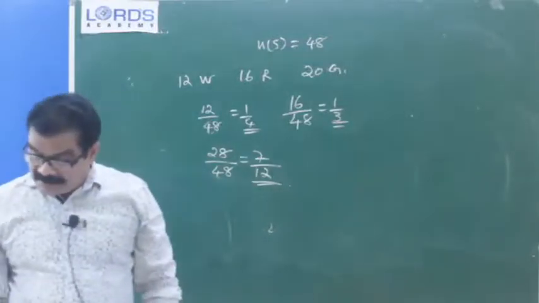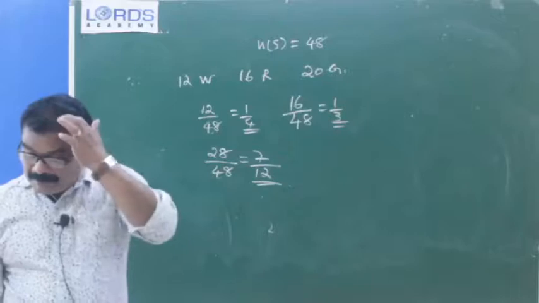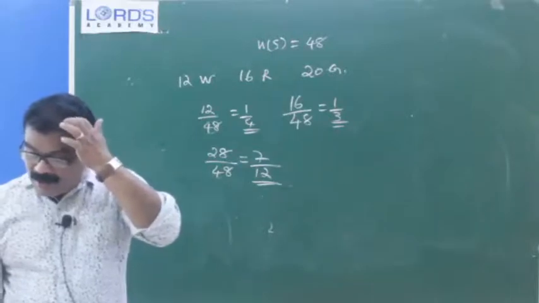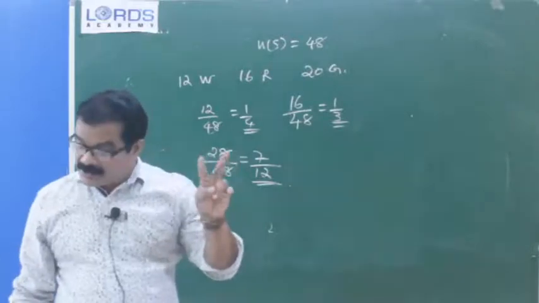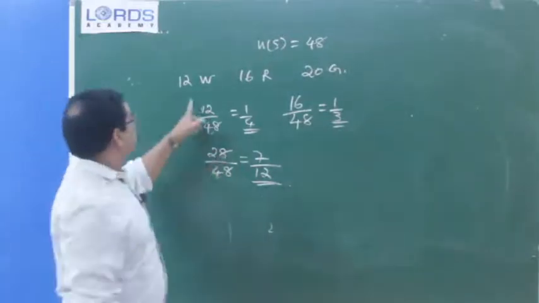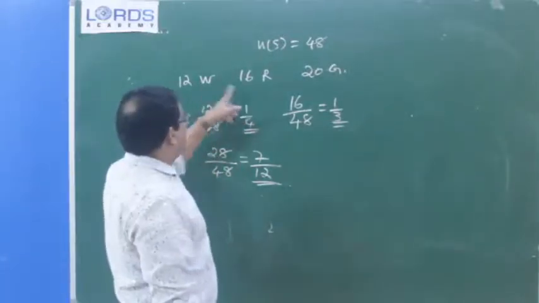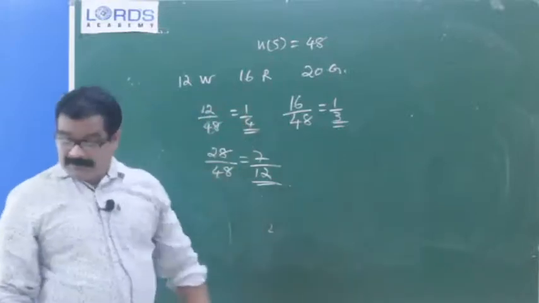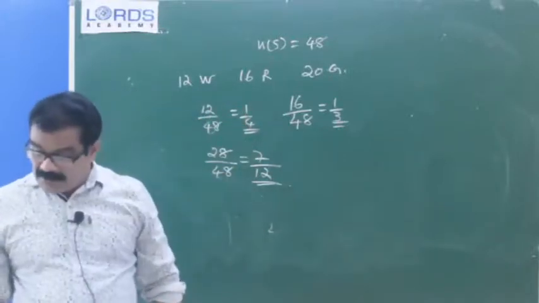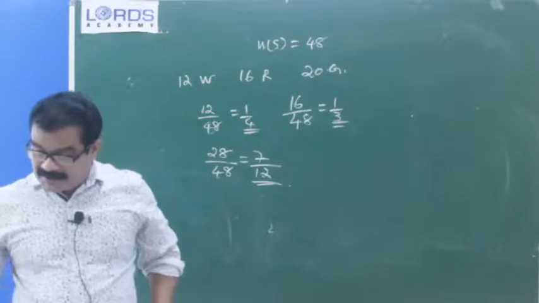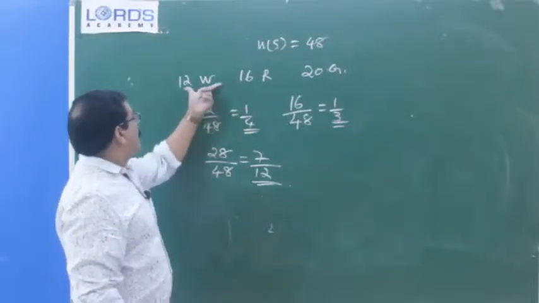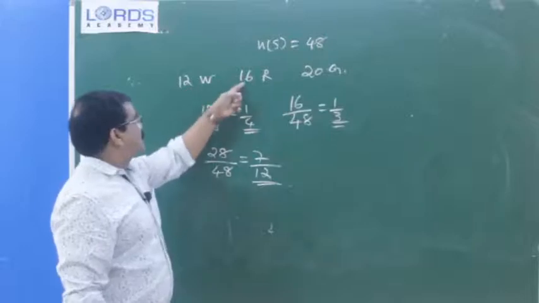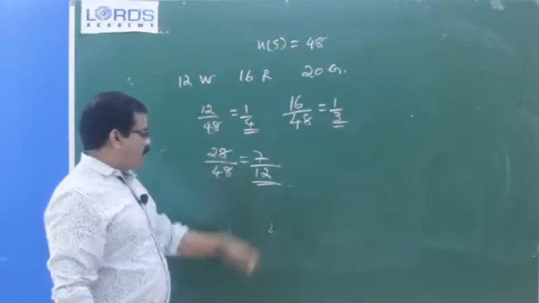The next, probability of getting red or white. Red or white, you should consider these two, red and white. This also you will get the same answer. Red or white, you consider that one. 12 plus 16, 28 by 48, that is 7 by 12.